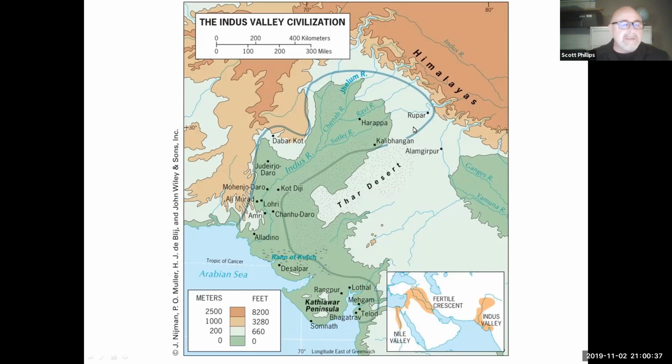Here's a figure showing the Indus Valley civilization. I'm going to post a video that discusses this in more detail, so I'm going to move on here.